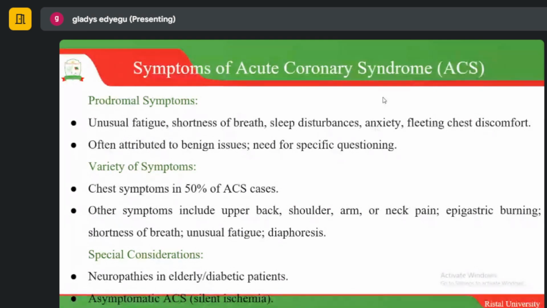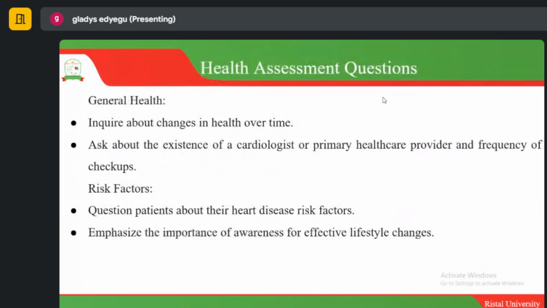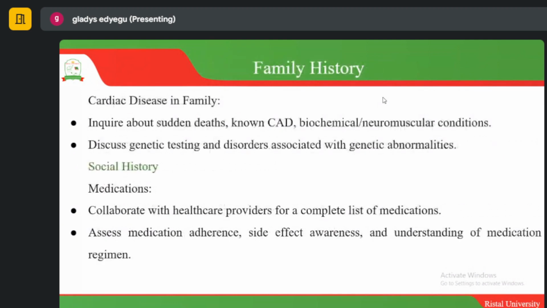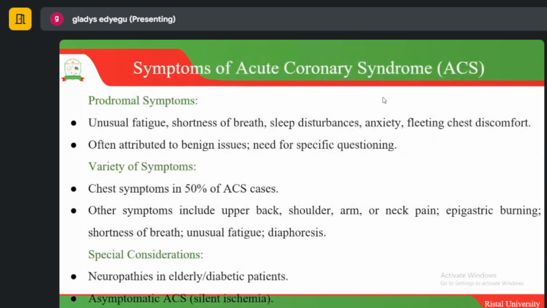So we need to have some special considerations in relation to this condition. So what could be the special considerations that you have to look at as a health worker? You have to look at the neuropathies, basically in elderly and diabetic patients. And as I explained in the previous slide, some of these heart conditions can come when they are coexisting with another condition. It may not be only one condition, but they can be coexisting with other conditions. So when these patients come, you have to ask them about it so that they can tell you that maybe I'm having this neuropathy.